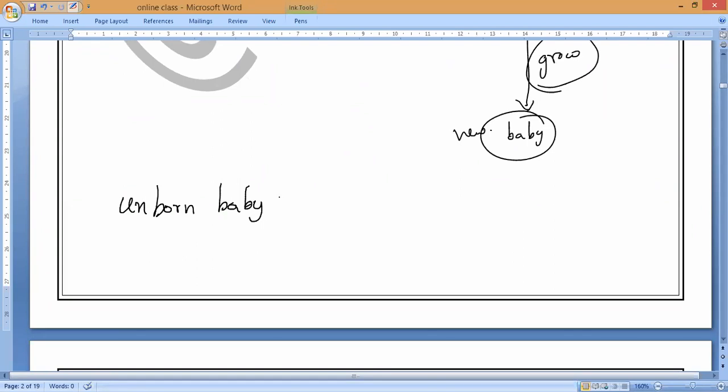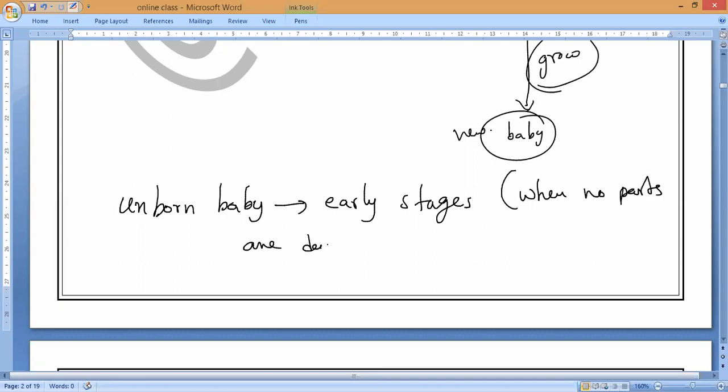So for example, remember, the unborn baby in the uterus in the early stages of development means our body parts are not much developed. Early stages means when no body parts are developed. Do you understand? No parts are developed well. That is what we call an embryo. Do you understand, everyone?